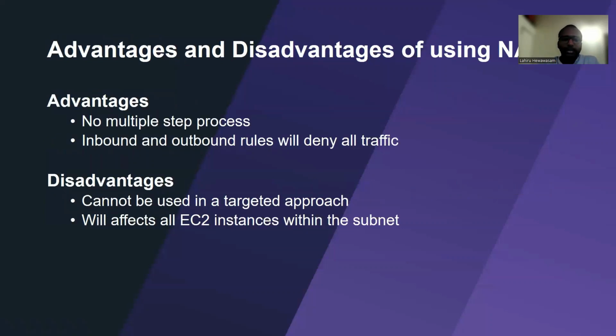Right? Like I said, the advantage of using network ACLs for isolation is that you don't have a multiple-step process. Your inbound and outbound rules will deny all traffic, so you don't need to go ahead with the step 1 security group, step 2 security group, right? None of that. You can just add the rules and be done with it. However, this is not targeted and will actually cut off access to the entire subnet.